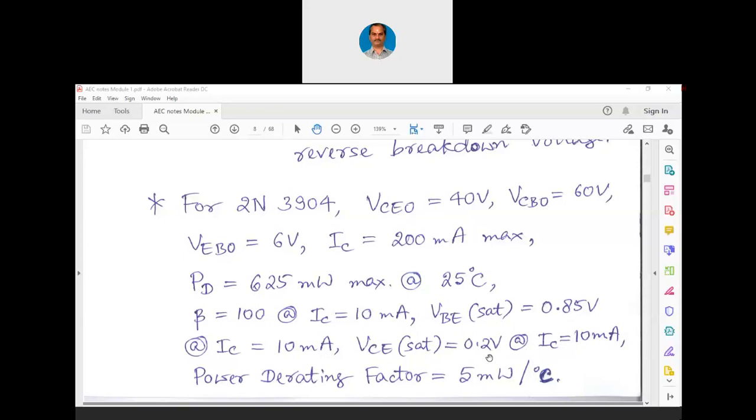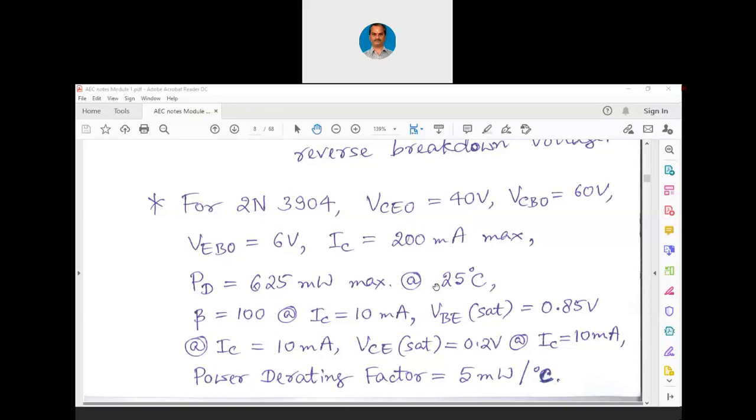But for most of our calculation purposes, we take VBE as 0.7 only, and we take VCE sat as 0, because this 0.2 volt, when we substitute it in our formulae, does not make much of a difference. Now there is something called the power derating factor, which means if the temperature increases, then the power has to be reduced. Otherwise the transistor will not sustain a longer life. That is why for every 1 degree centigrade rise in temperature, 5 milliwatt of power has to be reduced. This is what the manufacturer says.